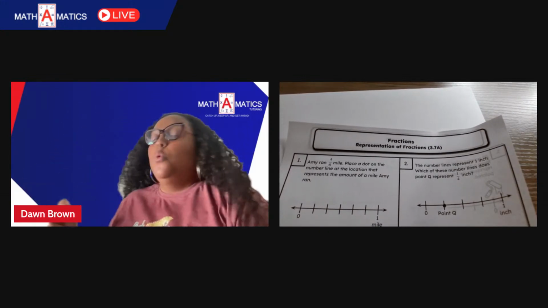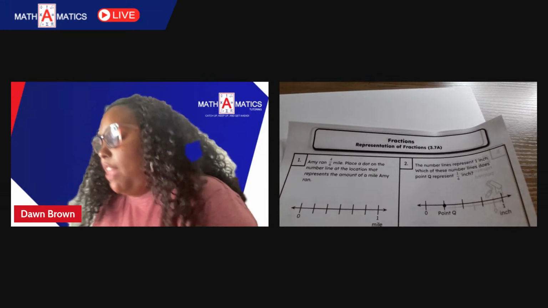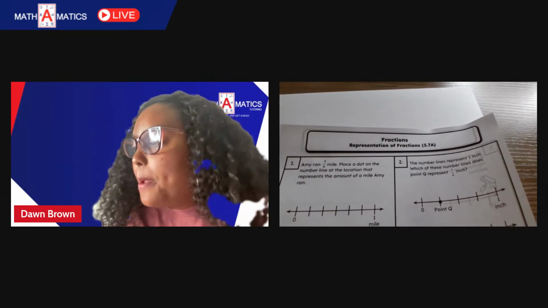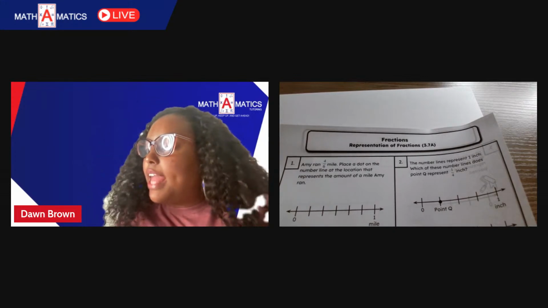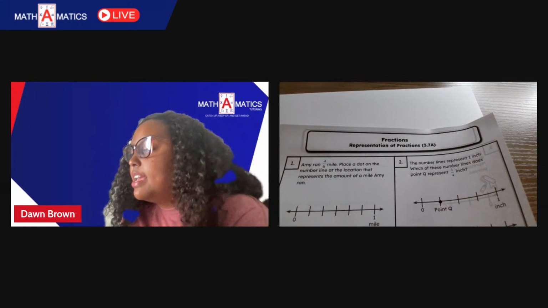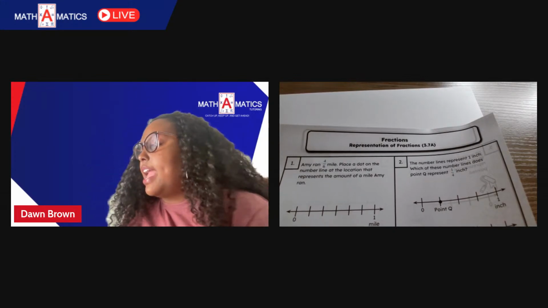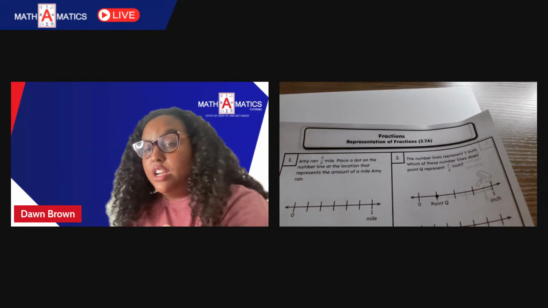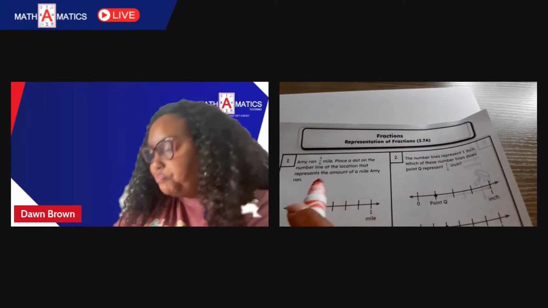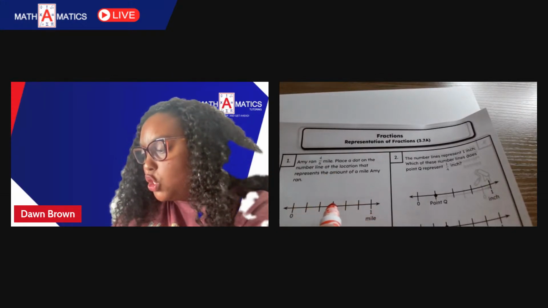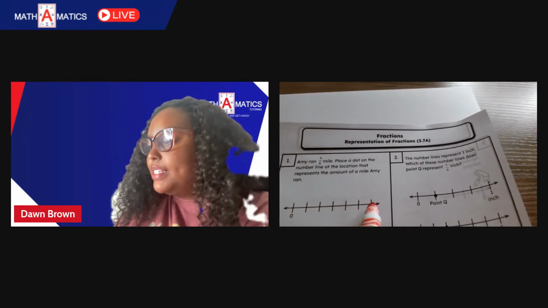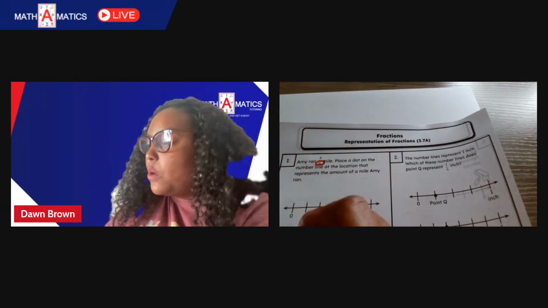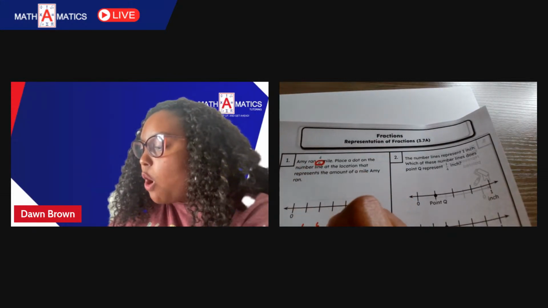So when we do fractions by number line, it says Amy ran 6 miles. Place a dot on the number line at the location that represents the amount of miles that Amy ran. So the first thing we tell our students to do is look at their number line and let's count. So we have 1, 2, 3, 4, 5, 6.